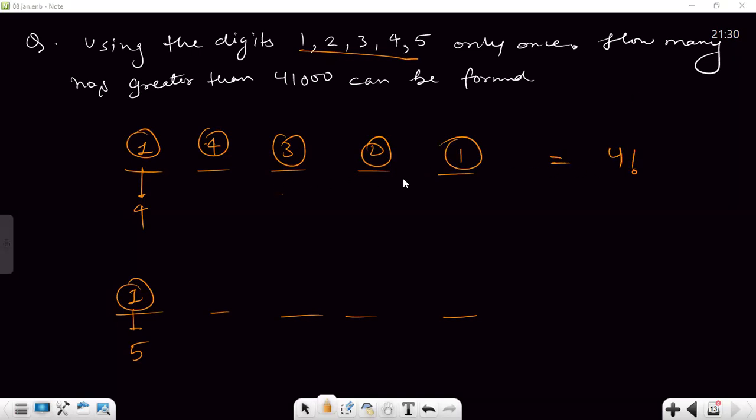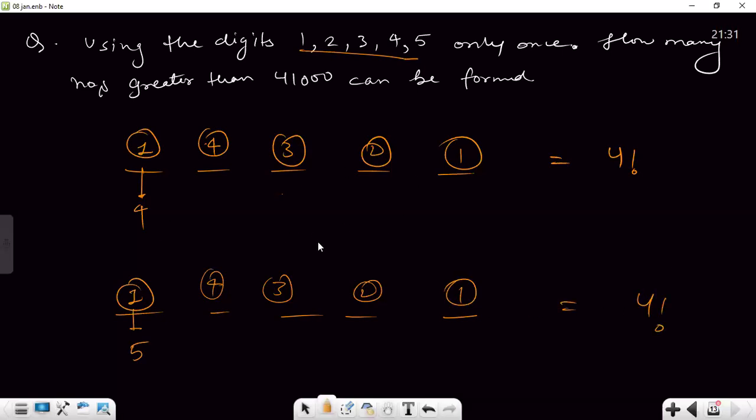For this number of the cases when all the numbers are starting with 4 as its digit on the 10,000 place. This time there is 5. After using 5, we are left with 4 digits. So 4 choices here, 3 choices, 2 choices, 1 choice, 4 factorial here also.